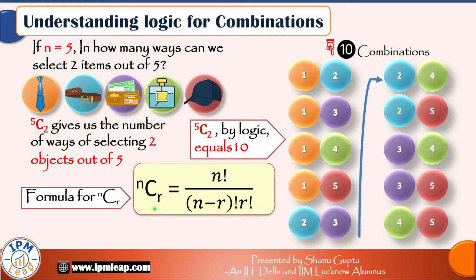The next thing we need to know is the formula for evaluating nCr. So nCr is simply equal to n factorial over (n minus r) factorial into r factorial. So for instance, if we need to calculate the value of 5C2, over here n is equal to 5 and r is equal to 2. So 5C2 is simply 5 factorial over (5 minus 2), that is 3 factorial into 2 factorial, which is equal to 120 over 6 into 2. It simplifies to the value of 10.